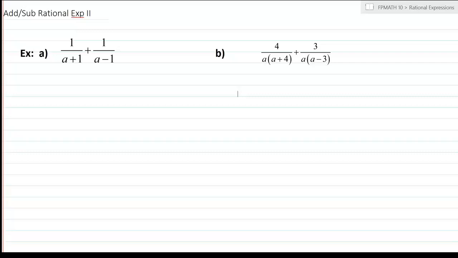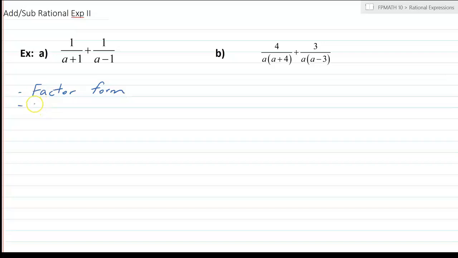Hello again. All right, we are going to continue with adding and subtracting rational expressions. As we are progressing through this section, questions are going to be a little bit more challenging, but the idea is the same. Remember, factor, factor, factor all the time, and then lowest common denominator. So everything has to be written in factor form.